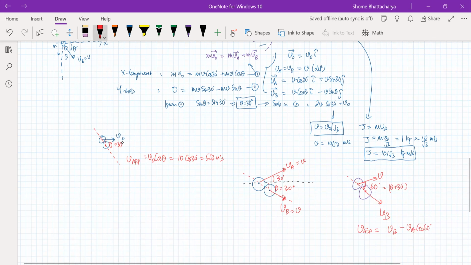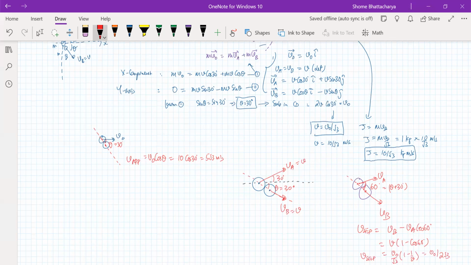Now the magnitudes of VA and VB are the same, so this will just become V into 1 minus cos 60. That V was, remember, V naught by root 3, and cos 60 is half. So this becomes V naught by 2 root 3. So this becomes our separation velocity, or 5 by root 3. So V naught was 10.